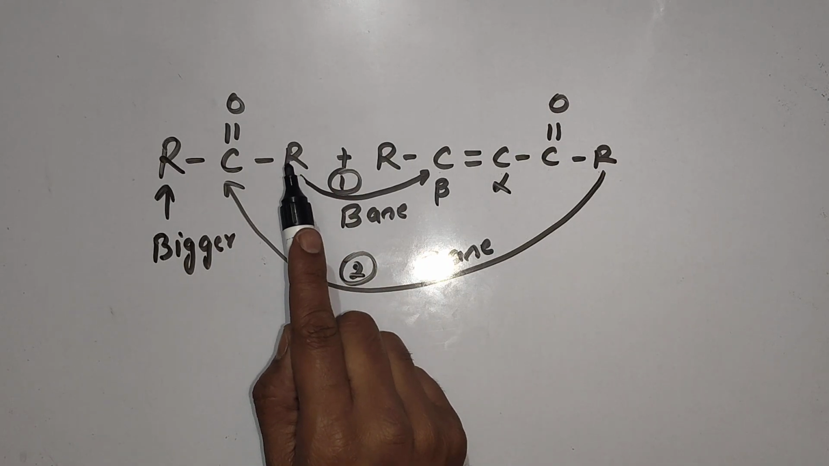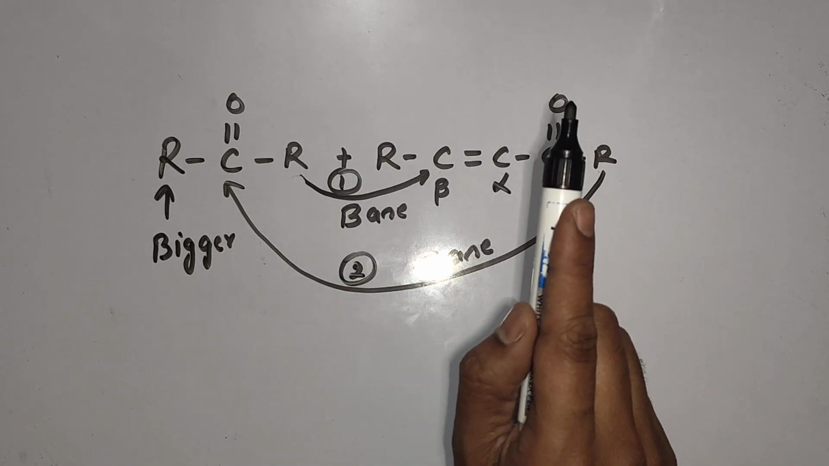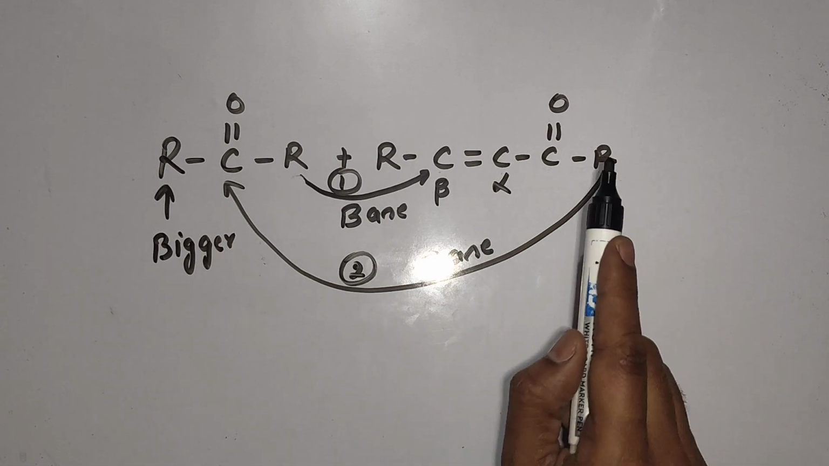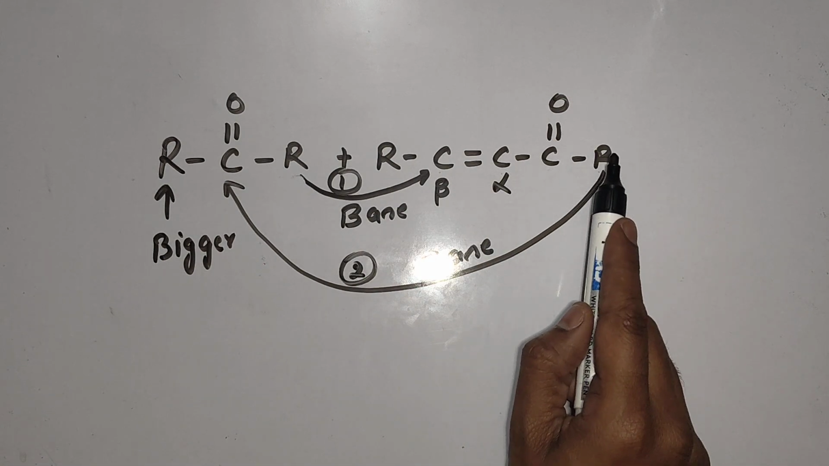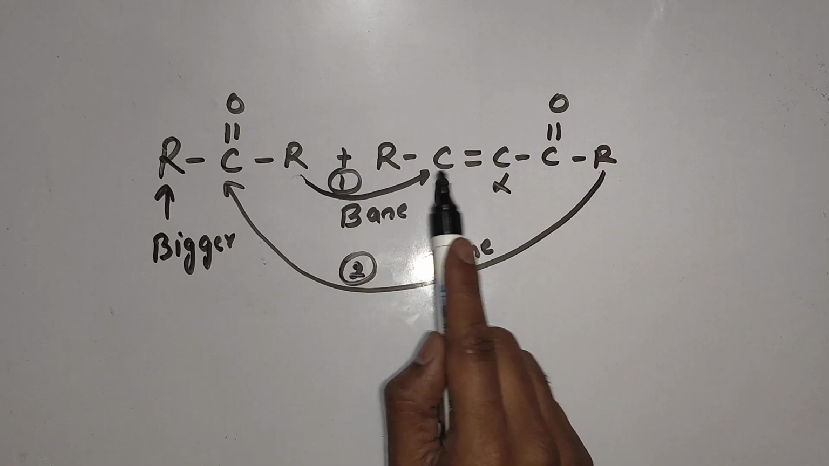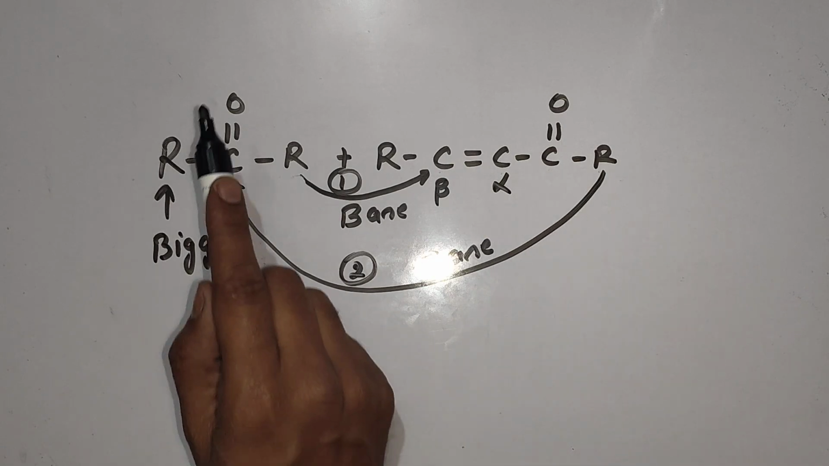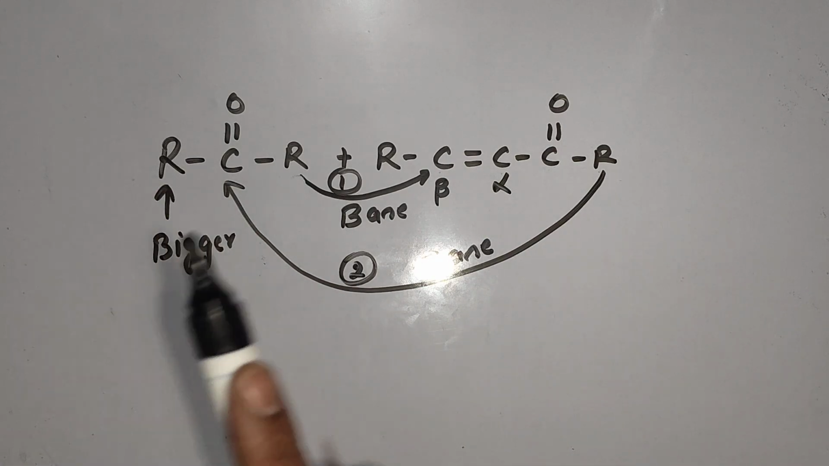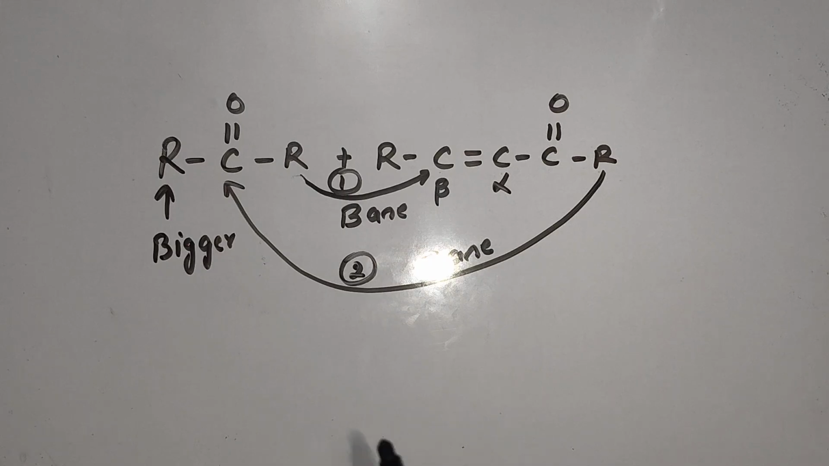Always small alkyl group will attack on beta carbon of alpha beta unsaturated ketone, and second attack will be from alkyl side of carbonyl of alpha beta unsaturated ketone on normal carbon of ketone. Now let's check for the reason. Let's go for the mechanism part.